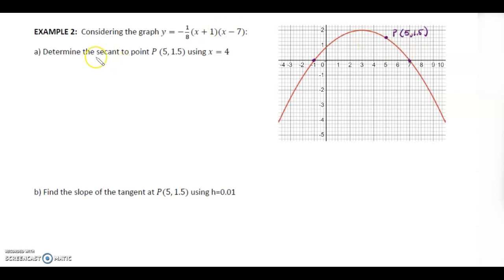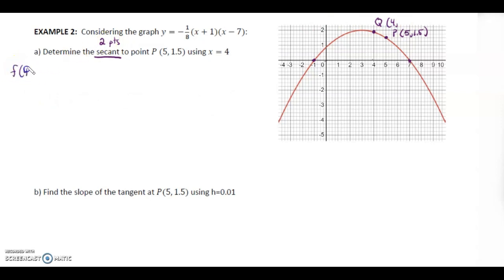And we're going to determine the secant, again, the line that goes through the curve at 2 points, using x equals 4. So x equals 4 is going to be here. Let's call this Q, but we don't know actually what the y coordinate is. So that's okay. Let's go.